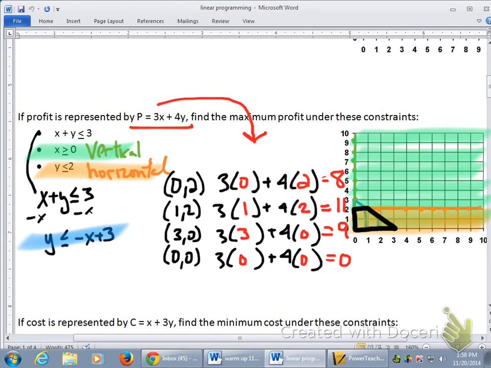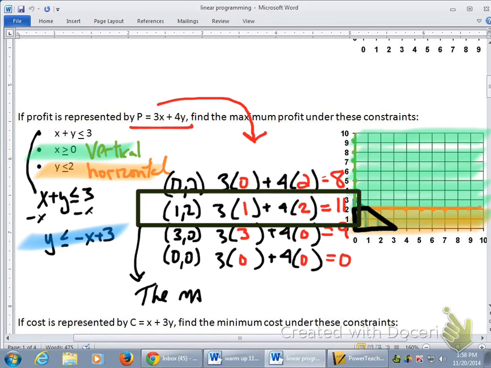Alright, I encourage you to hit pause anytime you need to and just double check this arithmetic. But at this point, I hope you can tell that the maximum profit is going to come from the 11. Alright. Hit pause as often as you need to. Go back, write down some questions, and we'll see you in class.